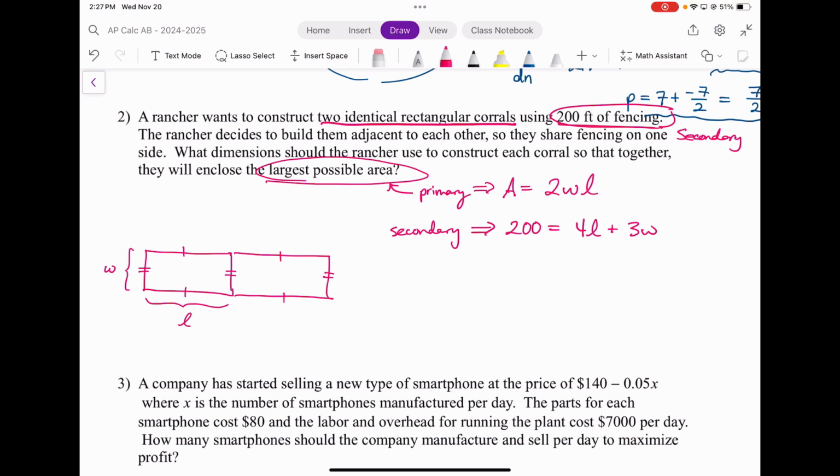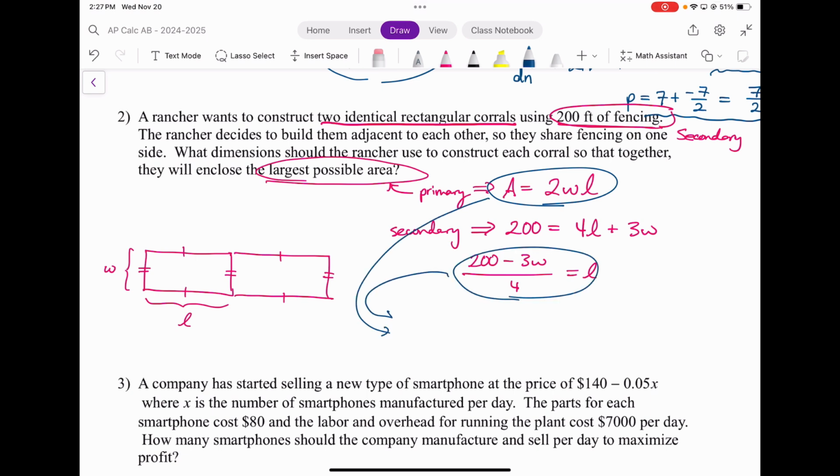Okay, now let's solve for a variable here, and let's plug the secondary into the primary. So let's solve for L. So I'm going to get L equals (200 minus 3W) divided by 4. Now I'm going to take this and substitute it into the primary. So A equals 2W times (200 minus 3W) over 4. Okay, cool.